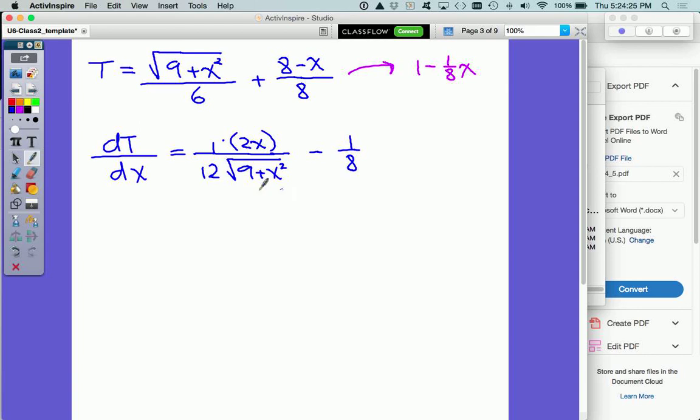The only way that this whole thing is not going to exist is if I got a division by 0 in my denominator. The only way that happens is if 9 plus x squared is 0, and 9 plus x squared is always going to be greater than 0. Likewise, you might think that I could have a negative even root here, but again, the 9 plus x squared, the smallest that could ever be is 9. And so we don't have any division by zeros, we don't have any negative even roots, and so therefore I can say that t prime exists for all values of x in my domain. Now I can look at where t prime equals 0.